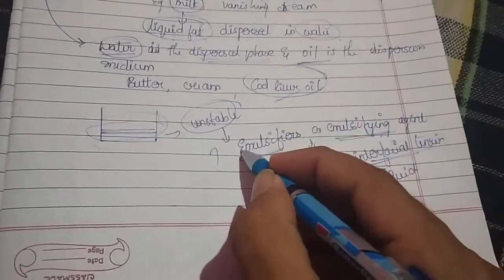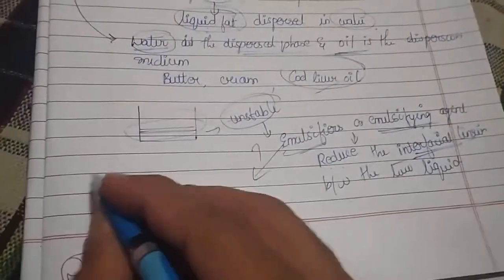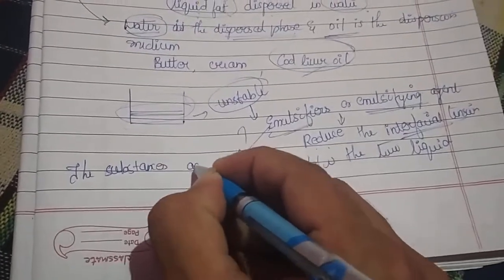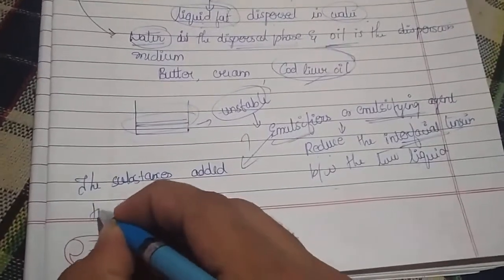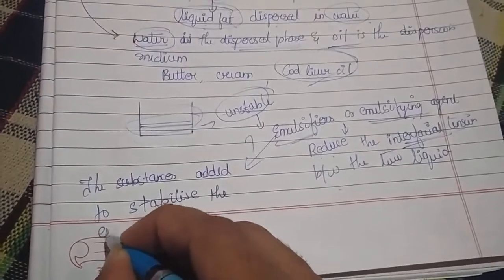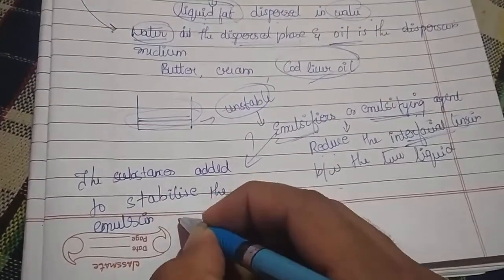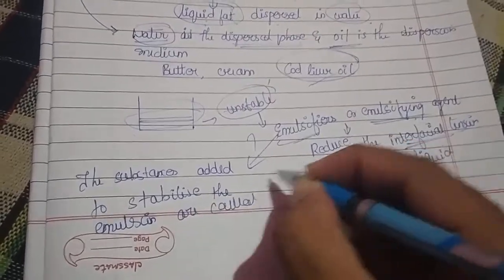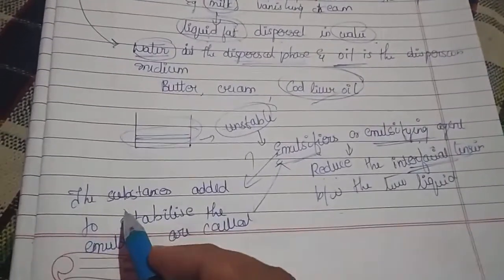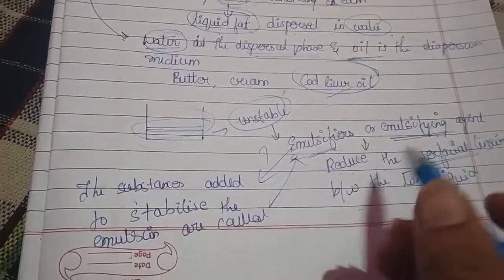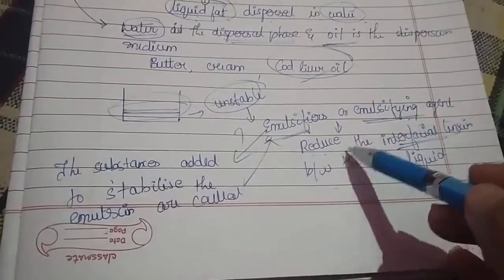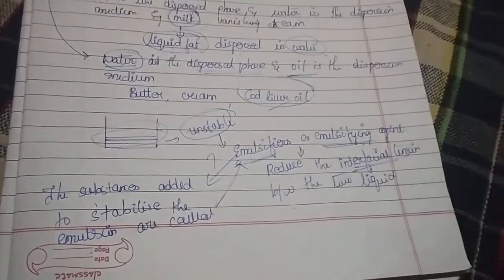So how can we define emulsifiers or emulsifying agents? The substances added to stabilize the emulsions are called emulsifiers or emulsifying agents. And how are they doing it? By reducing the interfacial tension between the two liquids.